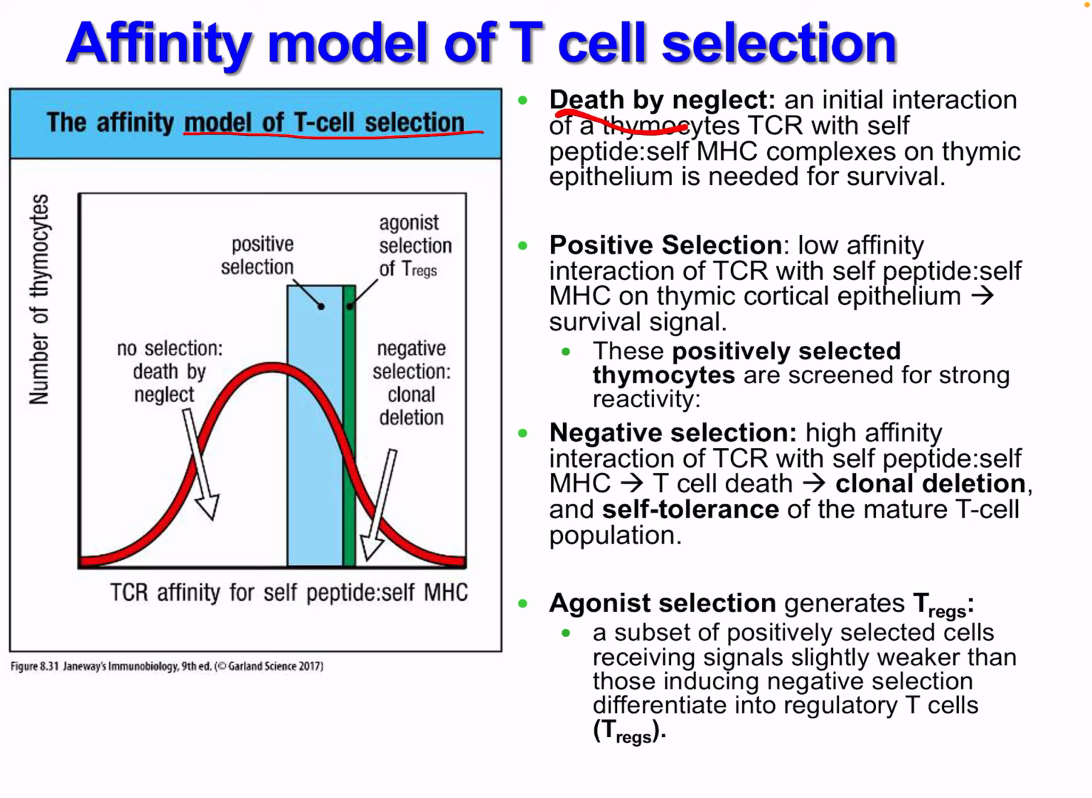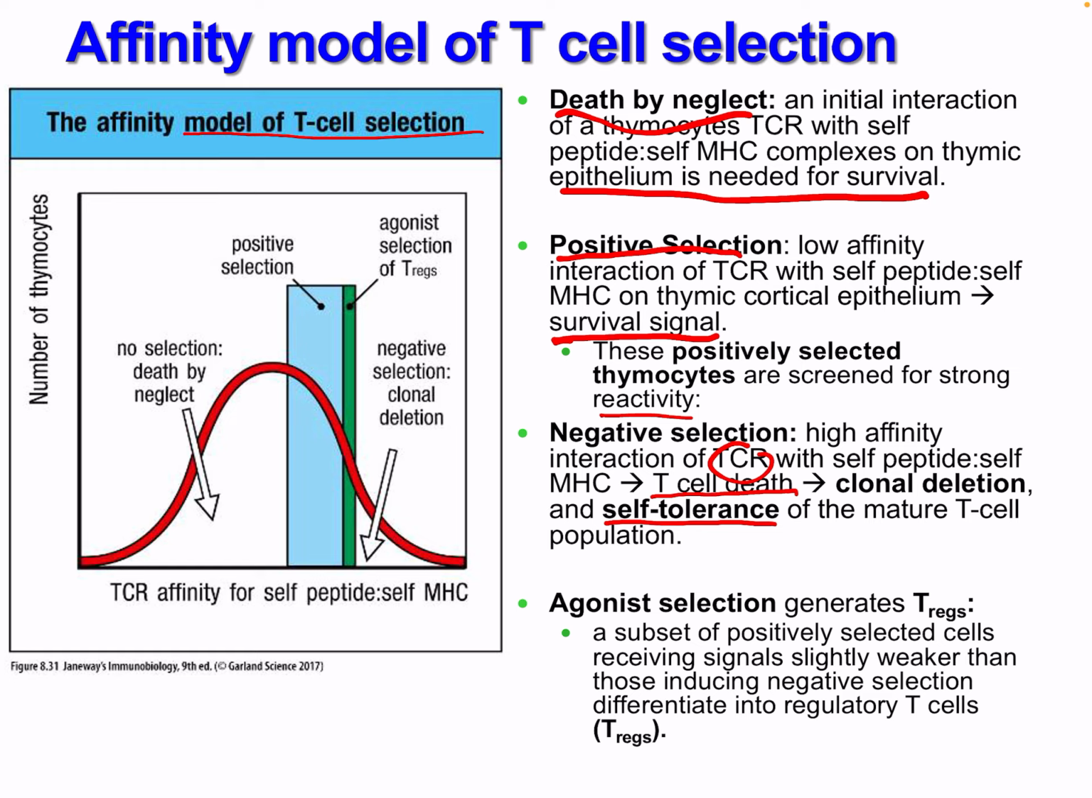So death by neglect: initial interaction of the thymocyte's T cell receptor with self-peptide self-MHC complexes on thymic epithelium is needed for survival. So that's our positive selection, in a sense. These low affinity interactions of the T cell receptor with self-peptide self-MHC on thymic cortical epithelium give that survival signal. These positively selected thymocytes are screened for strong reactivity in negative selection, where high affinity interactions of the T cell receptor with self-peptide in the MHC result in T cell death, clonal deletion, and self-tolerance of the mature T cell population.